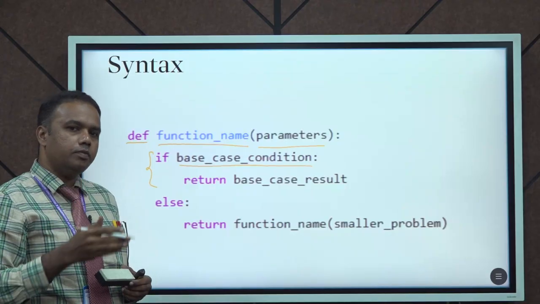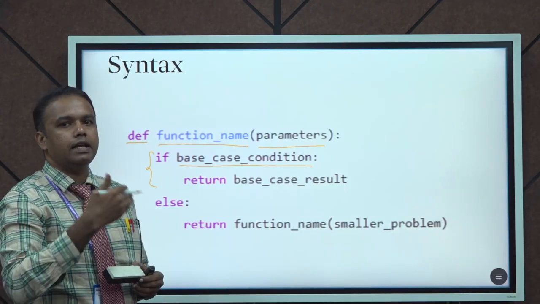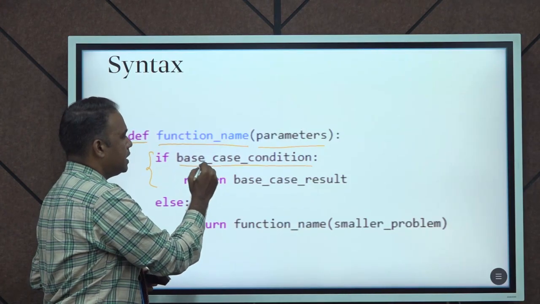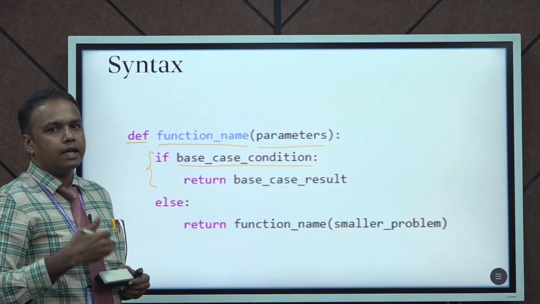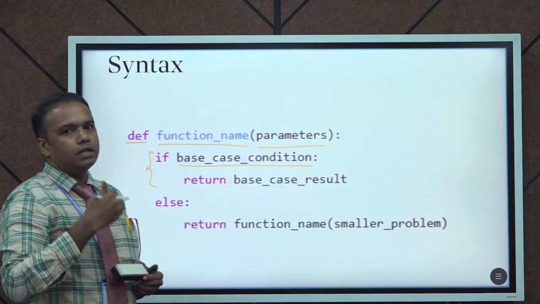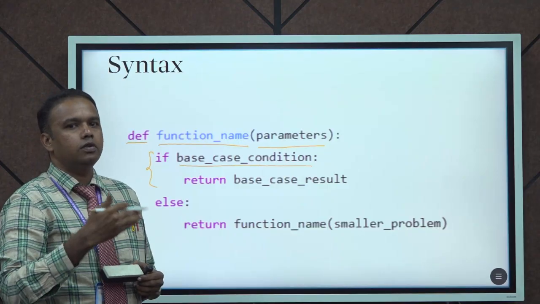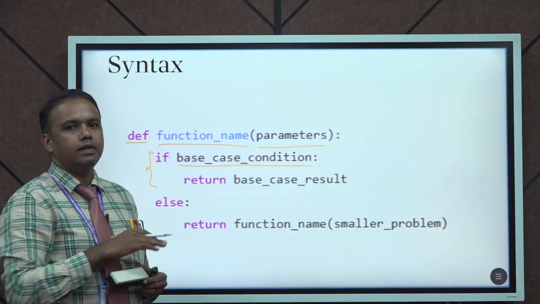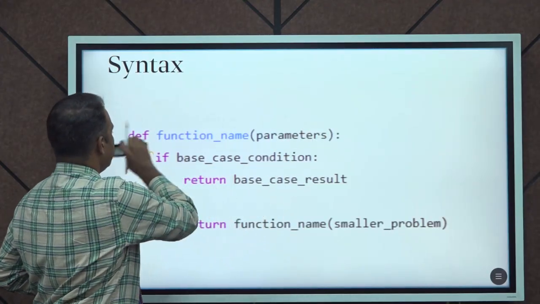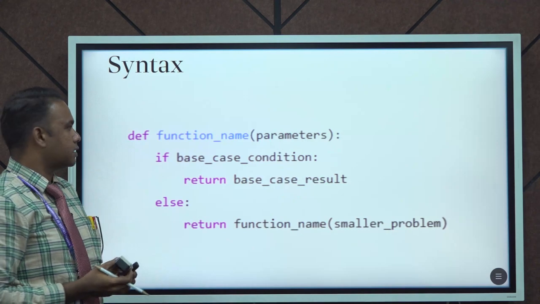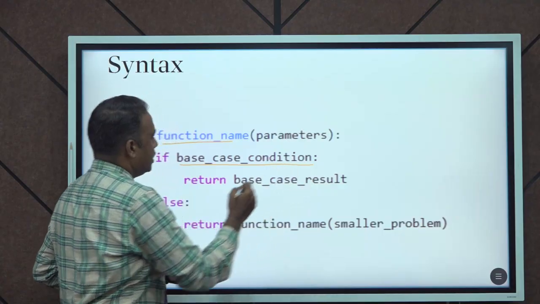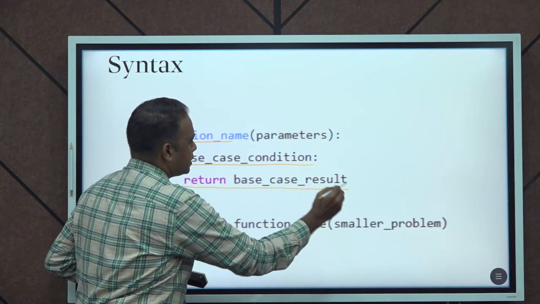At a certain point we should stop calling it again and again. So this is the condition. When this base condition is satisfied, the repeated calling will stop. If you do not write the base case condition, it will go into an infinite loop, calling itself again and again and never stopping. So the base case condition is very important to stop the recursive function. Here we have the function name, the base case condition, and the return value of the base case result.